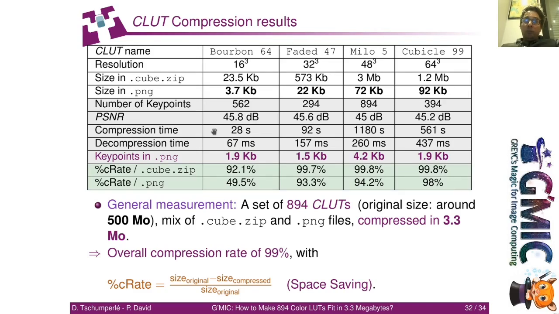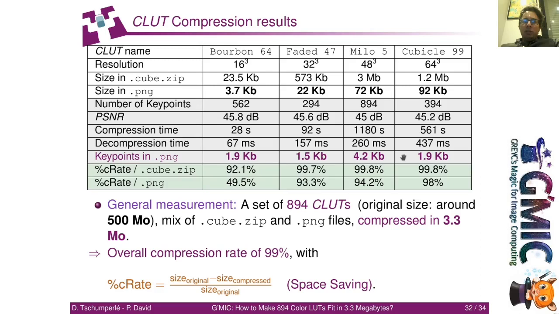But what is most important is the decompression time, which is quite fast in any case, because at the end, that's the only time that will bother the user of the GMIC filter. The output size of the key points, stored in PNG format, finally shows the interest of doing all this.